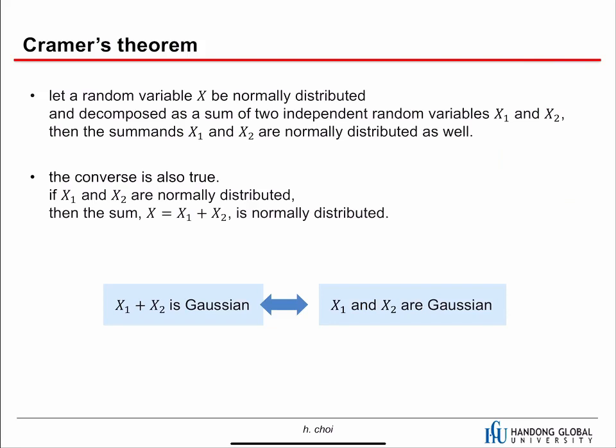And Cramer's theorem says something about the Gaussian distribution too. Okay, so let me just note that if x1 plus x2 is Gaussian, then x1 and x2 are Gaussian too, and vice versa. Okay, so I think this is a little beyond what is necessary, but if you're interested in machine learning and if you want to go deeper, then you can study this by yourself.